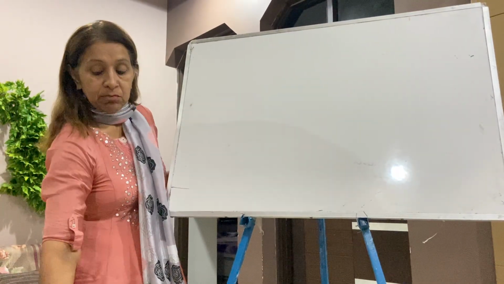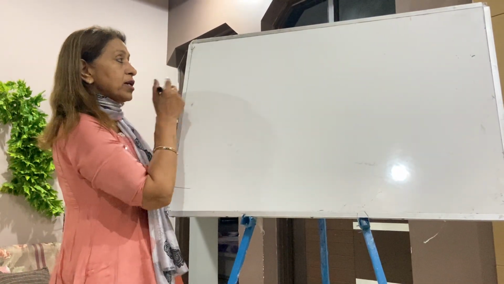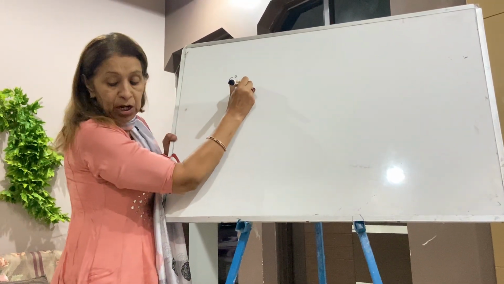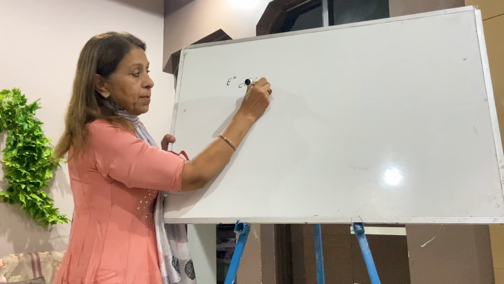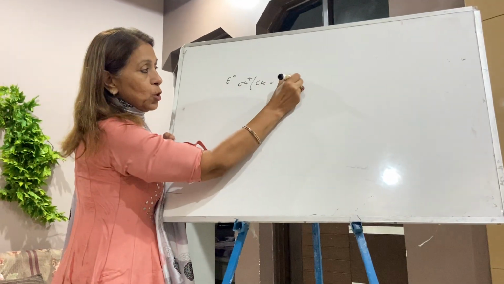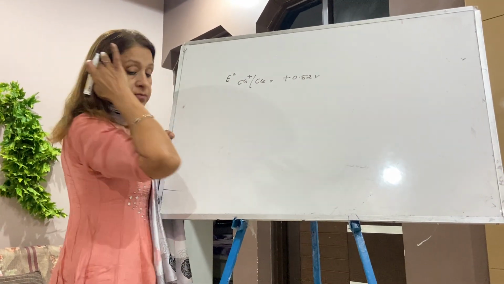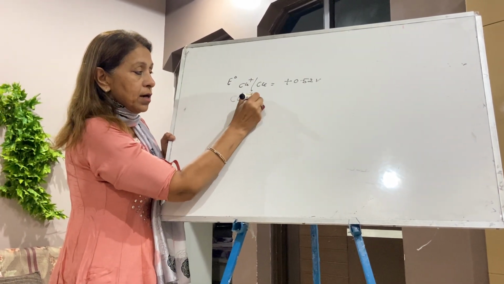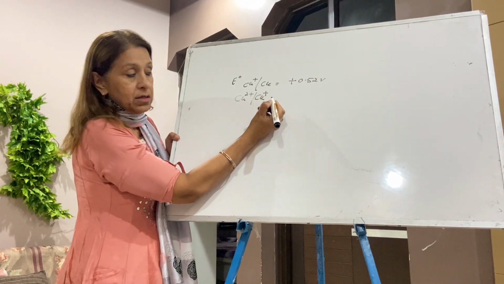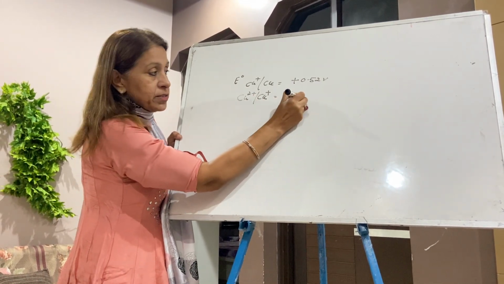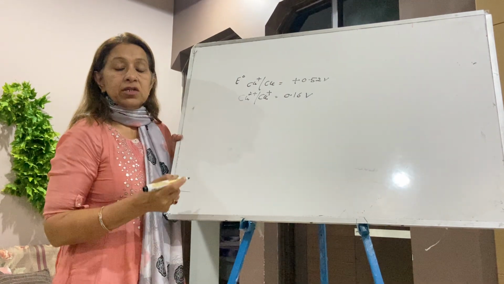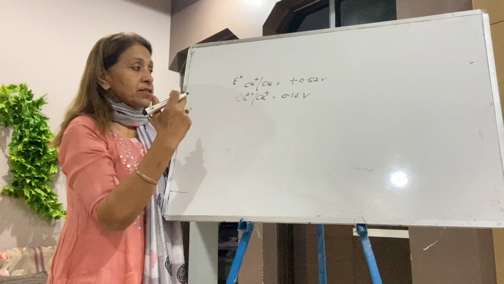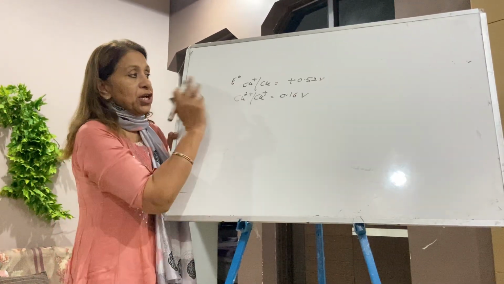Question number 1: construct the cell and calculate the standard free energy. E0 of Cu+ / Cu is +0.52 volt. Second, Cu2+ / Cu+ is 0.16 volt. Write down the question: construct the cell as well as calculate the standard free energy. E0s are given.